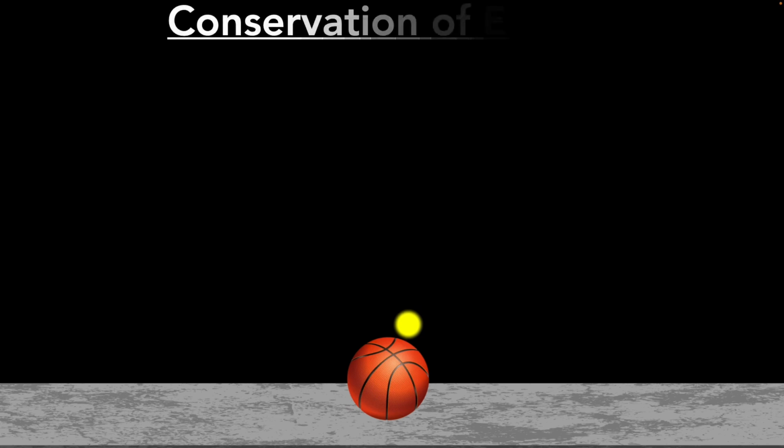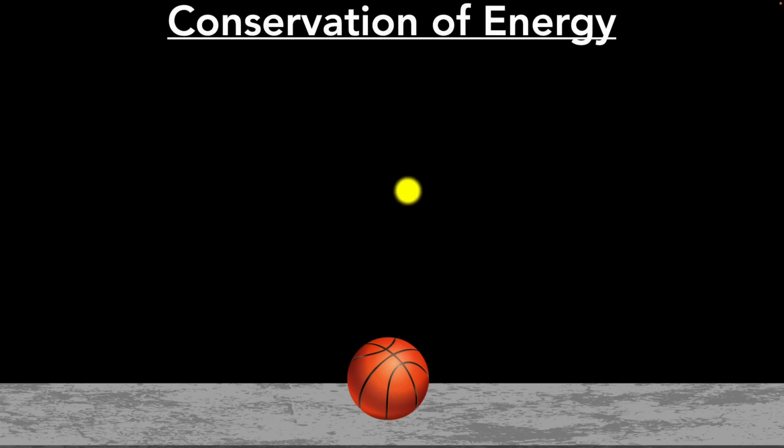Have you ever dropped a ball, watched it bounce a few times, and then eventually come to rest on the ground? Nothing fancy, right? But this simple everyday phenomenon actually opens the door to one of the most powerful concepts in physics, the conservation of energy. So let's dive in and explore what it really means.